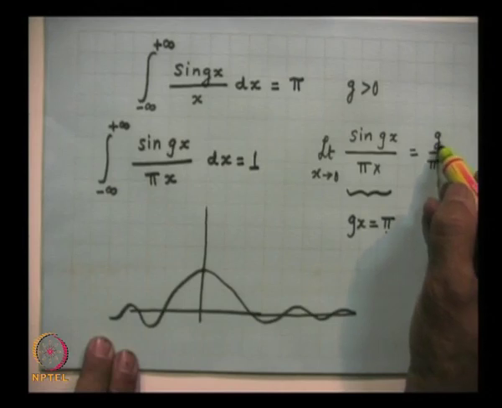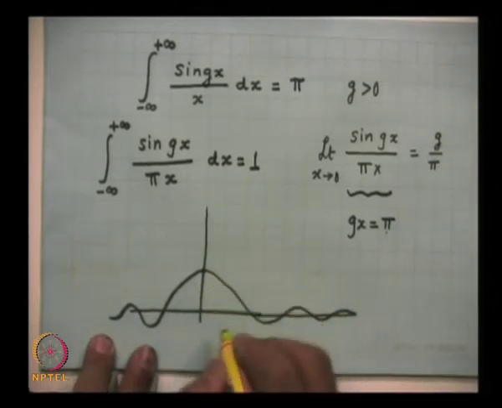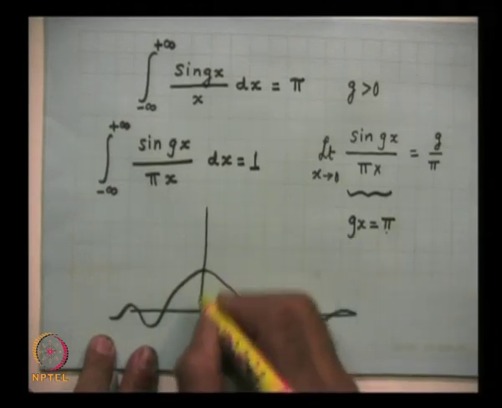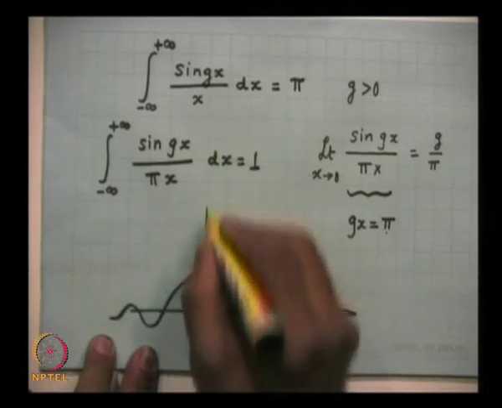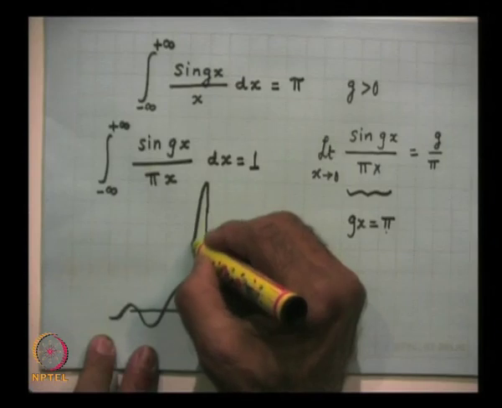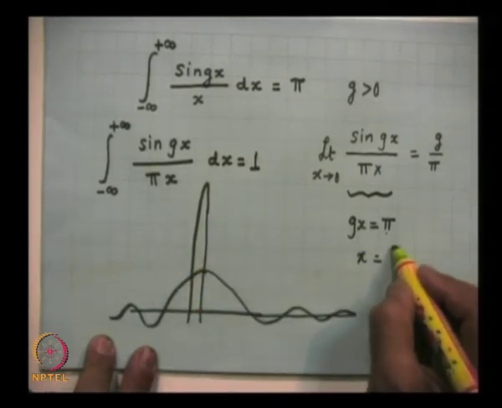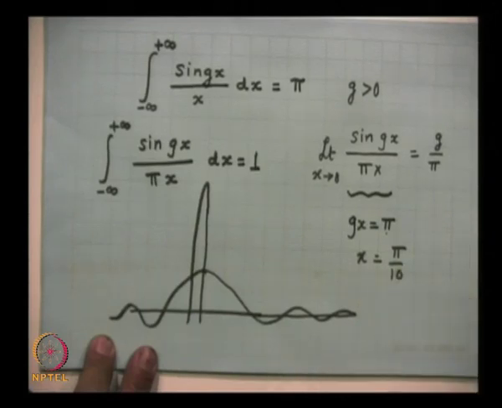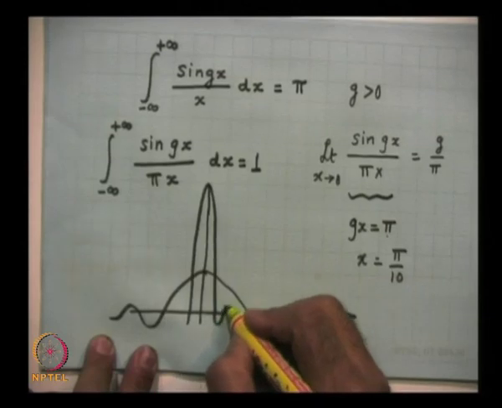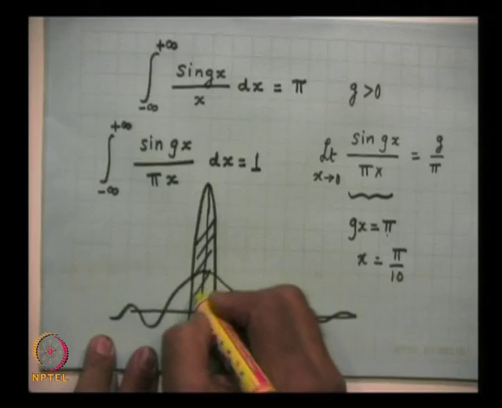If the value of g is increased, then let us suppose g becomes 10. So, this value increases by a factor of 10, I cannot show you on this, and then the first 0 occurs at x equal to pi by 10, if g is 10. So, therefore, it becomes very sharply peaked, and it becomes like this. But the area under the curve remains unity.